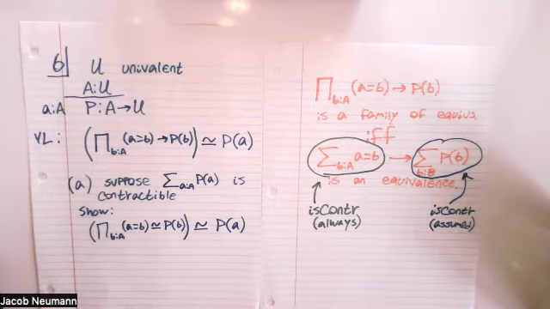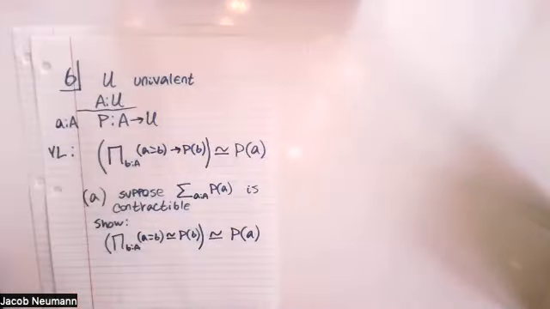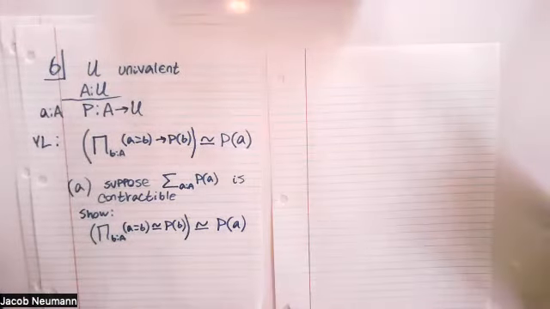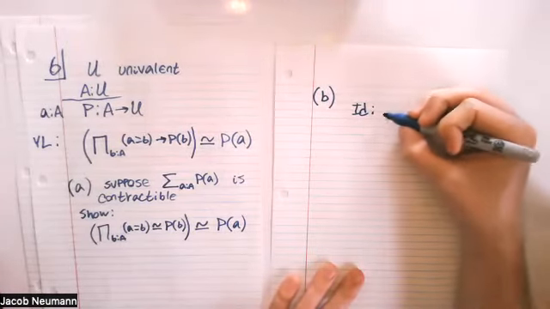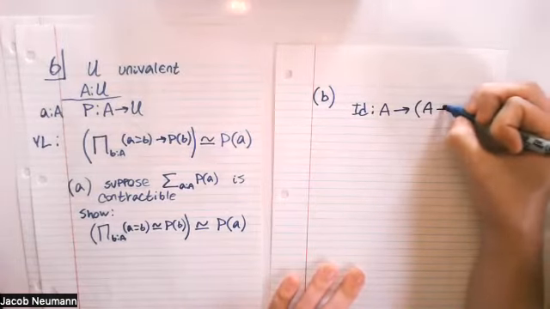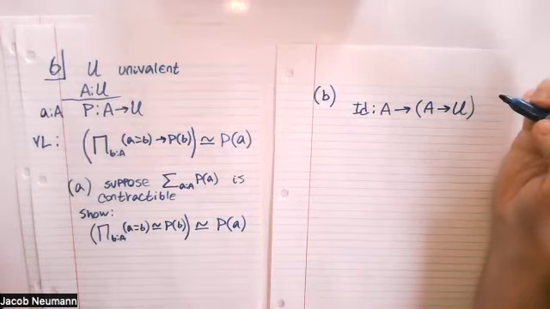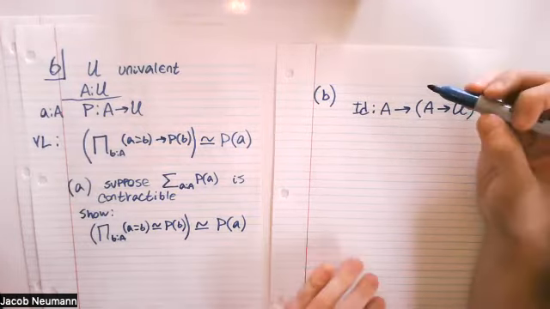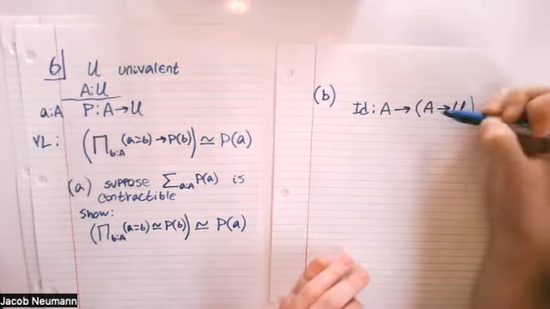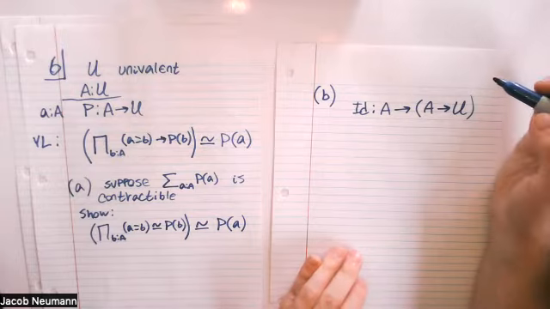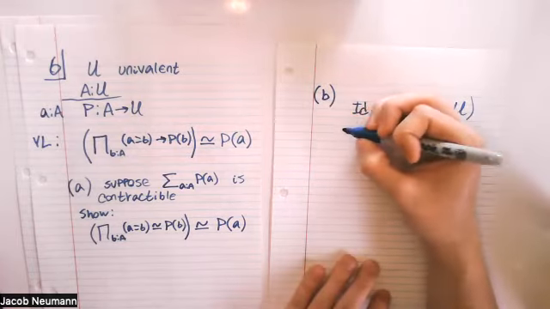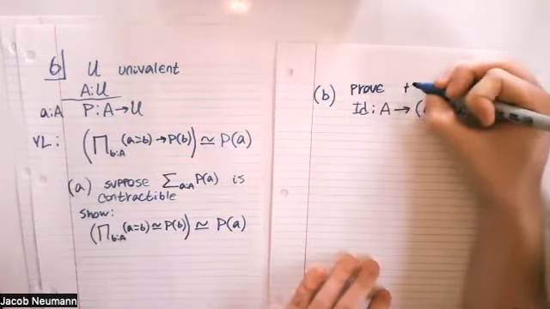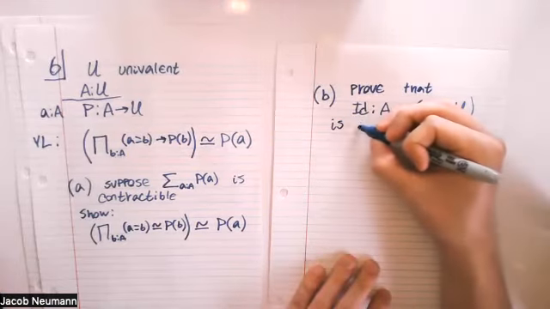So then our last bit is we want to show, now we move on to 6b. In B we're given this type family id, which goes from A to U. And so we think of this as a function from A to type families on A. And the claim is that this is an embedding. So we want to prove that this is an embedding.